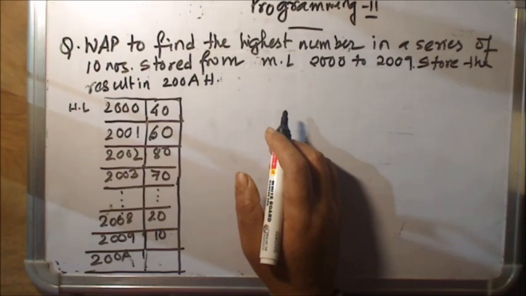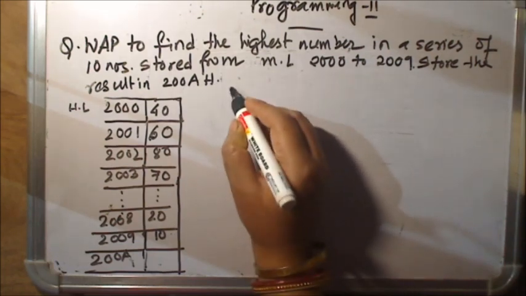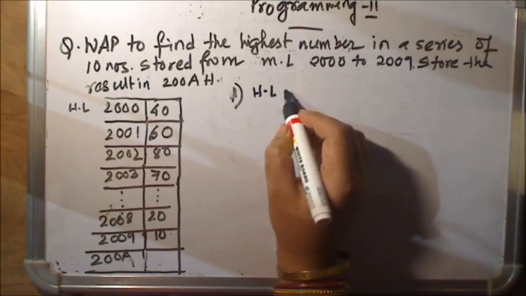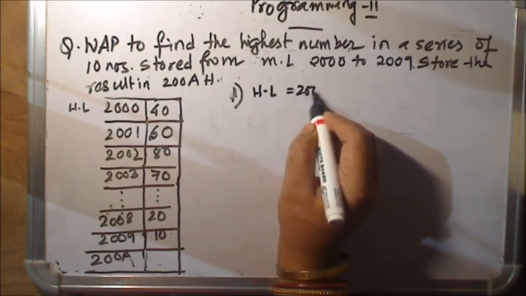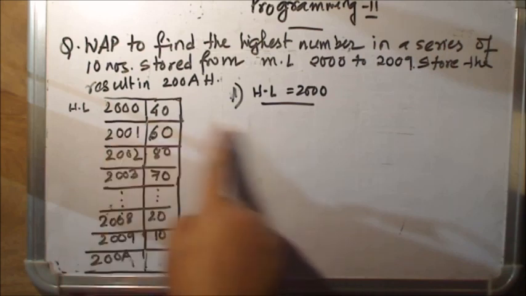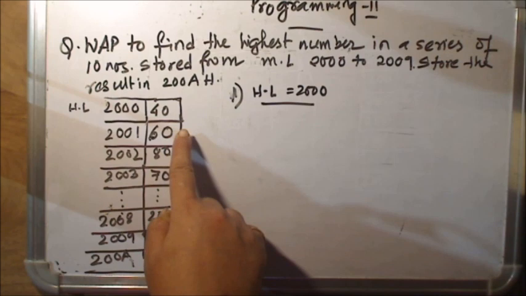So what are you going to do? First of all, we will initialize the HL pair with the value 2000. Now tell me, what is the advantage of using the HL pair? The number stored in the HL pair will be used as an address, and the number stored in that address can be used as M.